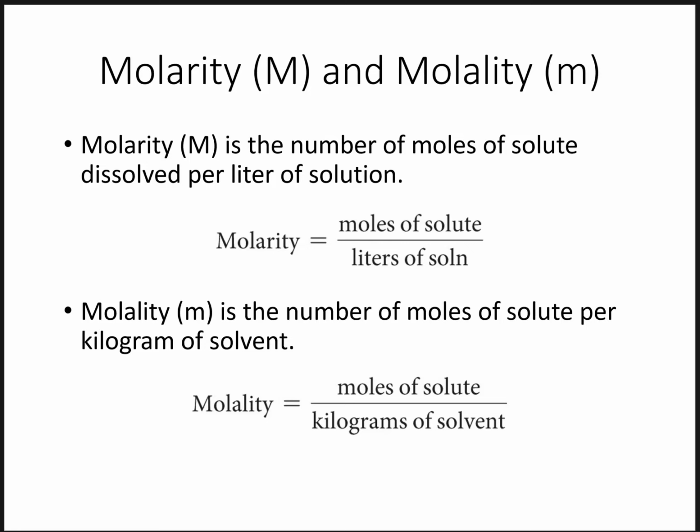Molarity is used because chemists often work with volumes, and molality is used when we work with solutions that are going to have temperature changes. Because density changes with temperature, molality is often used when we have high thermal fluctuation in our experiments.